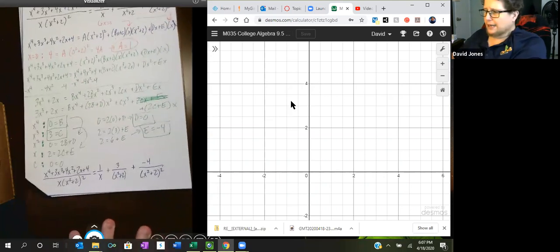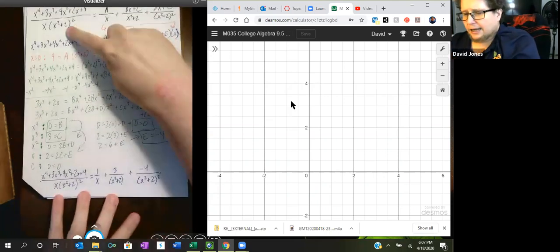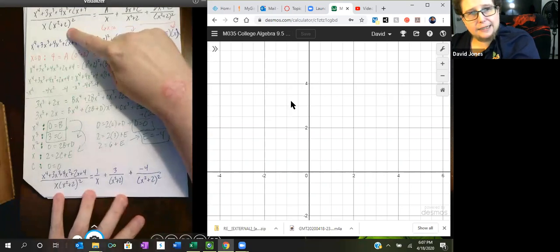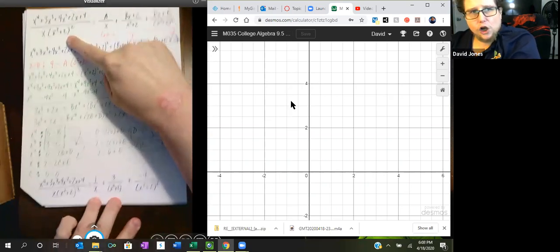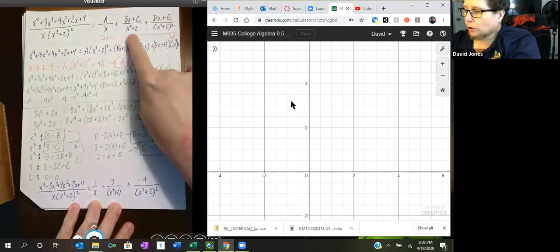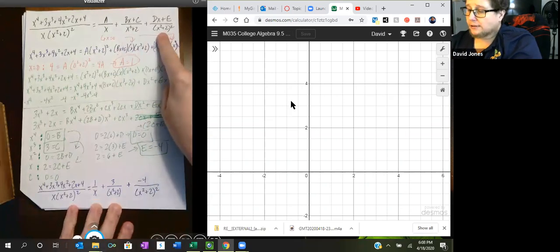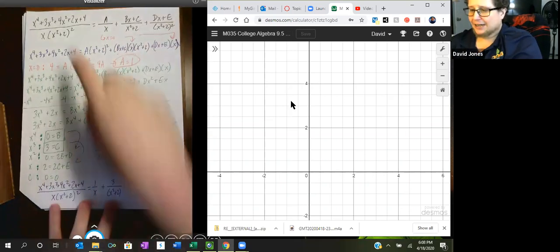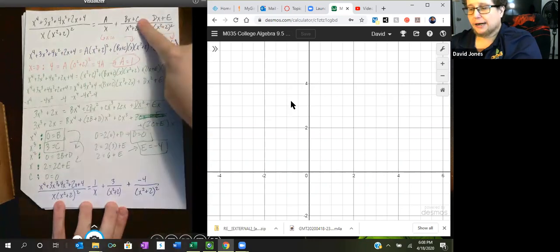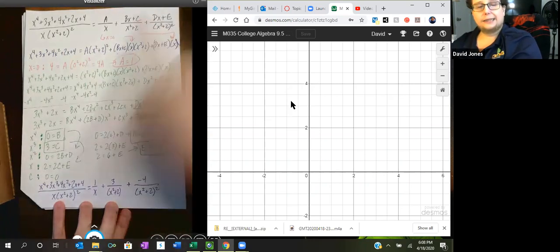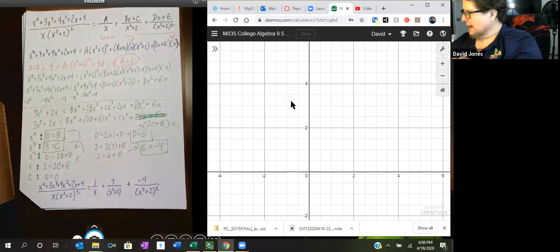So anything that repeats, any denominator that repeats, like has a higher exponent than 1, you have to make sure you just do more terms with it. If it's got an x squared in it, you got to make sure the numerator has an x and a constant in it. Other than that, all done. That's 9.4.